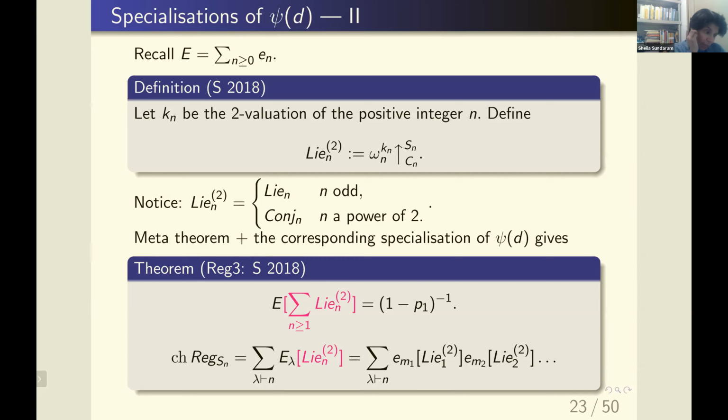Okay. So you use the meta theorem and the corresponding specialization of psi of d, so you can figure out what that is. You will get this theorem. You will get E of the sum of these Lie n2. So these are actual characters. This is important. It is what 1 over 1 minus P1 is. It's actually giving you a different decomposition of the regular representation, a new one, at least as far as I know. It's decomposing the regular representation as a sum of, on the outside, you're tensoring now with the sign.